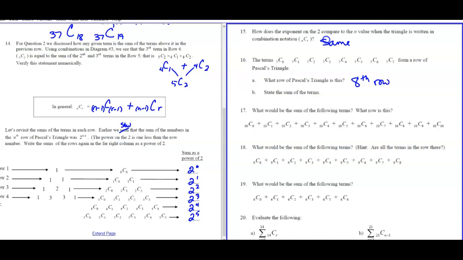State the sum of the terms. Do not go in and add them all together using the calculator. Take a look. We're going from 0, 1, 2, 3, 4, 5, 6, 7. So we've got every term in that row. You always want to check, maybe there's a term missing. But we've got every term in that row, and so we can just use our exponent form, 2 to the 7th. Remember, the exponent is 1 less than the row number. 8th row, the sum is going to be 2 to the 7th.